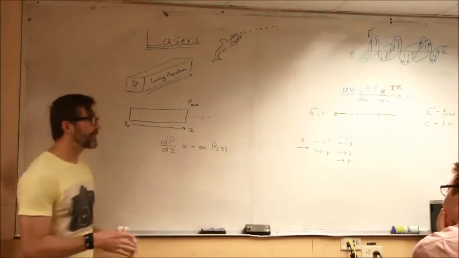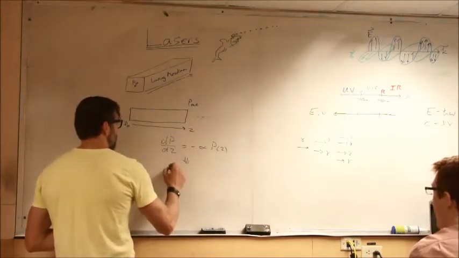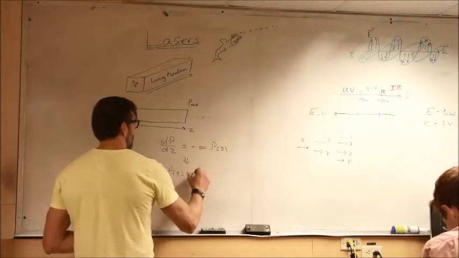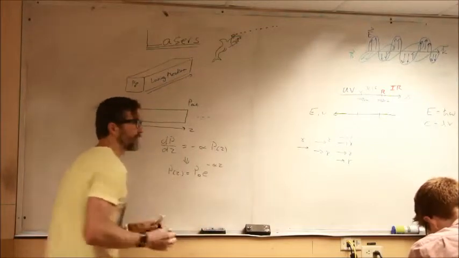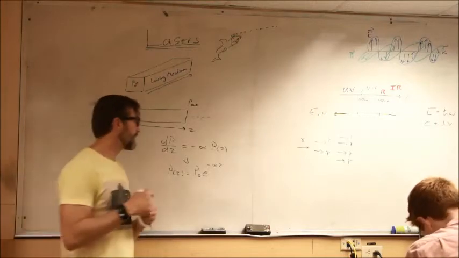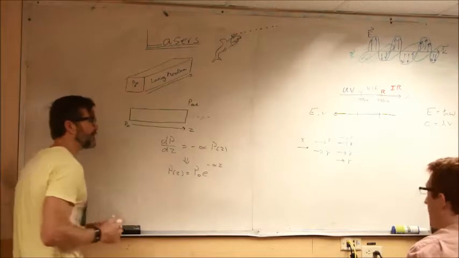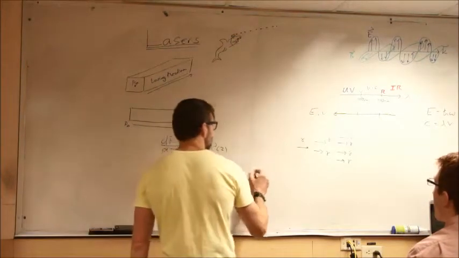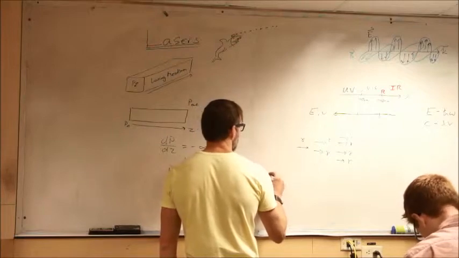Before we even know alpha, we can solve this differential equation, and we find that P of z is P naught times an exponential function of z. And then the key is, what is this alpha? Well, alpha is called the absorption coefficient.